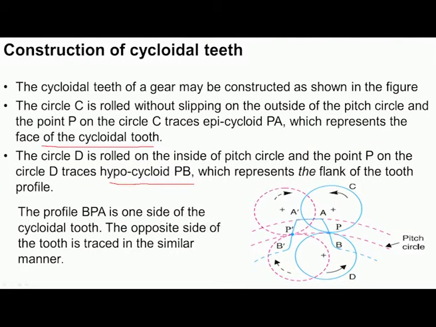Now, the profile BPA is one side of the cycloidal tooth. The opposite side, that is B dash, P dash, A dash, is traced in a similar manner. When we combine the two profiles B dash, P dash, A dash and B, P, A, and join A and A dash with a curve, then this becomes one tooth of the gear.